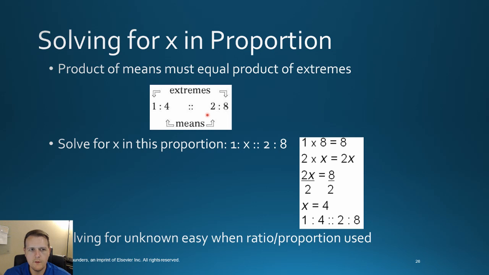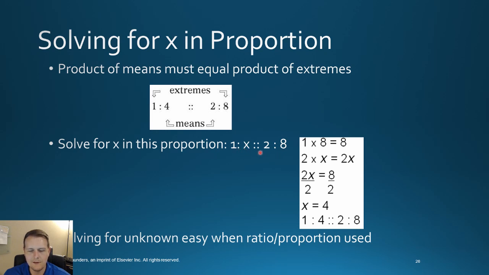In order to solve for one of these variables, what you have to figure out is that the product of the means, which are going to be these two internal numbers, must equal the product of the extremes, which are going to be the external numbers in these cases. Solving for x in a given proportion is fairly straightforward, but let's look at it. So we're going to see here that 1 to x is going to be related to 2 to 8. And so we need to figure out what this x actually is going to be here.